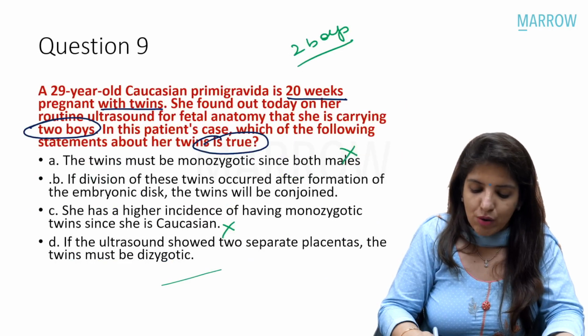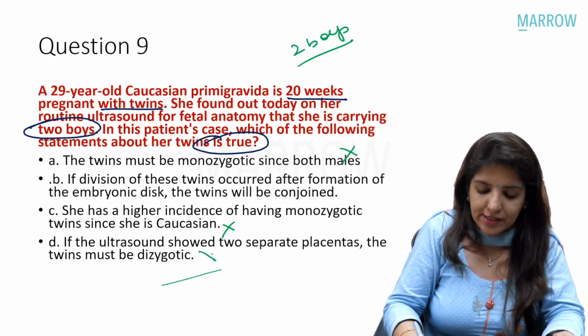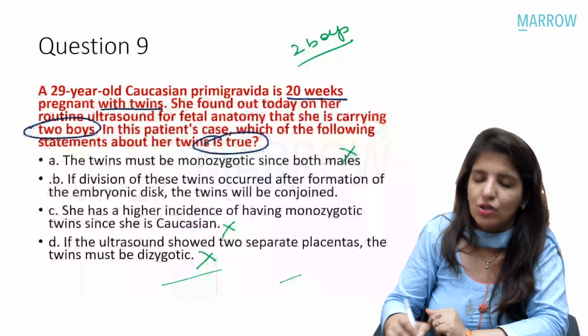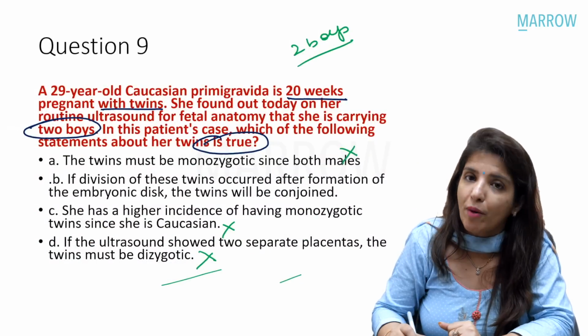Then, if ultrasound showed 2 separate placentas, then the twins must be dizygotic. Again, that's incorrect. Just now I told you that if 2 separate placentas are seen, that simply means they are dichorionic. And dichorionic could be seen in dizygotic twins, or they could be seen in monozygotic twins if the division is happening at less than 3 days. So option D is also incorrect. Now, go to option B.